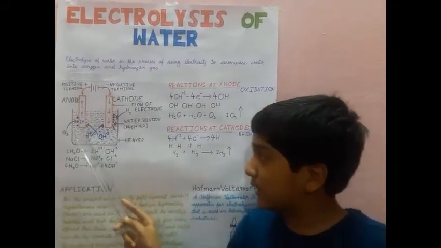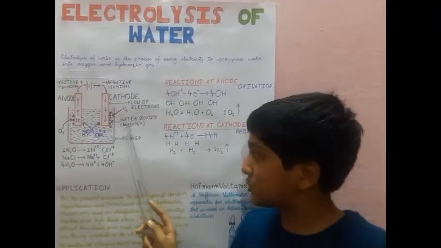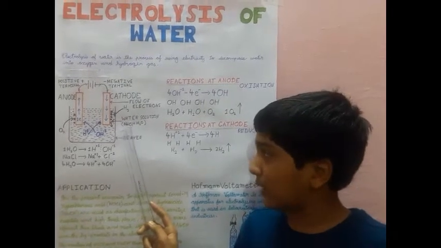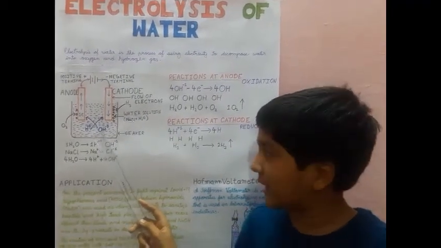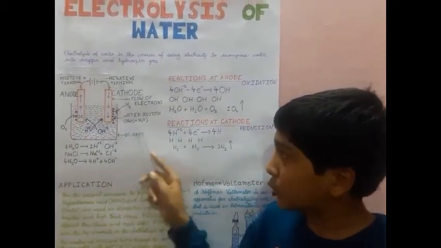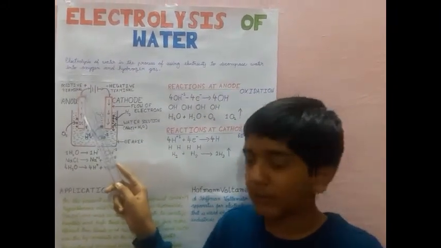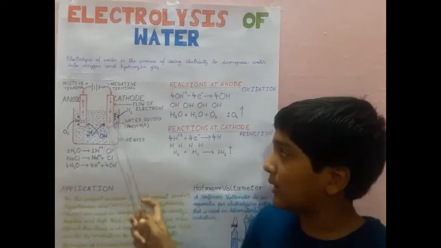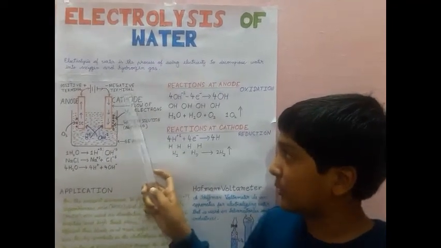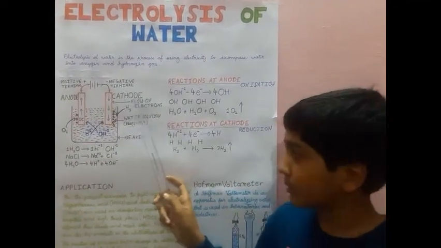In this beaker, water solution is filled that consists of salt, that is an electrolyte making water a good conductor of electricity. These are the two electrodes. As this is connected to the positive terminal of the battery, it is the anode, and as this is connected to the negative terminal, it becomes the cathode.